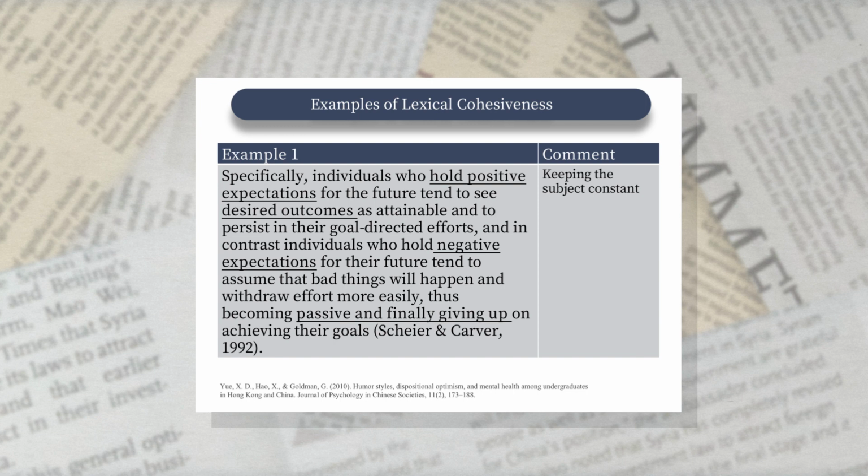Now, here is a sentence. Specifically, individuals who hold positive expectations for the future tend to see desired outcomes as attainable and to persist in their goal-directed efforts. And in contrast, individuals who hold negative expectations for the future tend to assume that bad things will happen and withdraw effort more easily, thus becoming passive and finally giving up on achieving their goals.